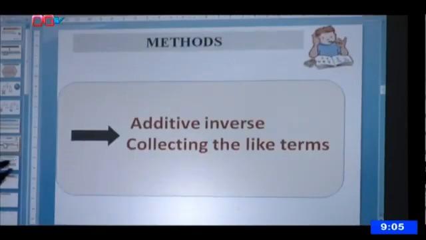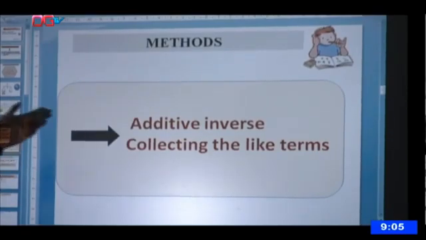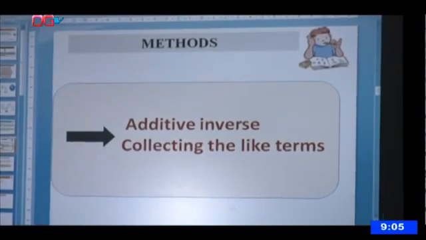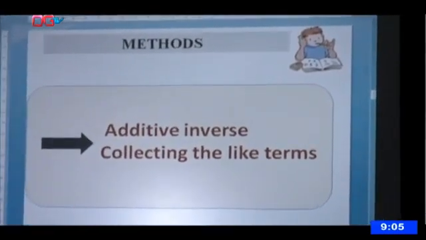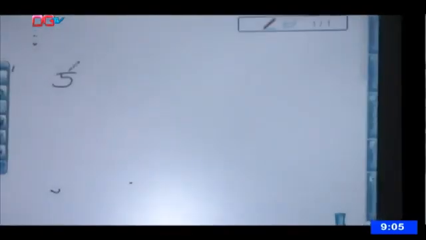Now, the methods to use. The first one is additive inverse, while the second one is collecting like terms. Now, what is the meaning of additive inverse? Let's say this is a number, 5. To get the additive inverse of this number, we are going to look for a number that we can add to it that will give us 0. What can we add to this that will give us 0?